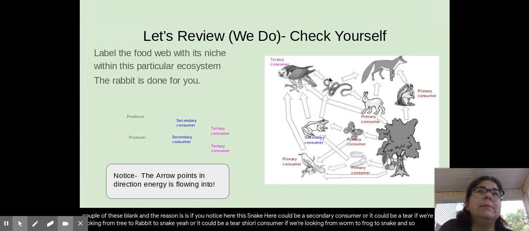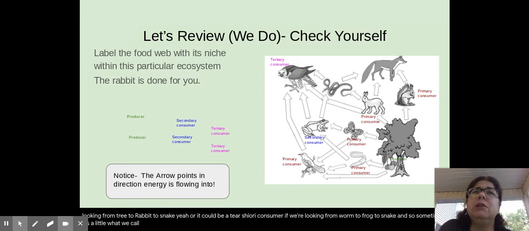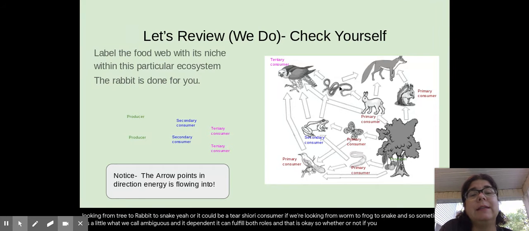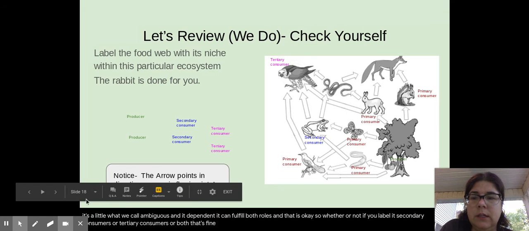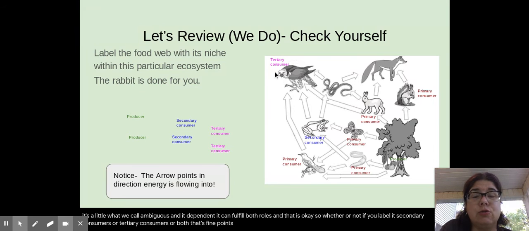And so sometimes it's a little what we call ambiguous and dependent. It can fulfill both roles, and that is okay. So whether or not you labeled it secondary consumers or tertiary consumers or both, that's fine. Again, the arrow points in the direction of the energy flow, not in the direction of what is consuming what.